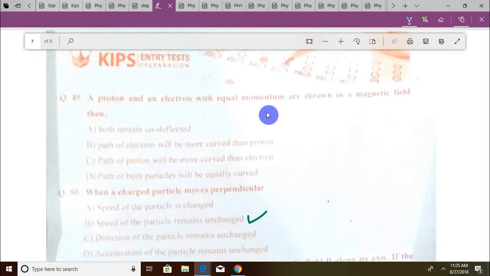So let's derive something. Let's equate B into Q into V with mv square over r. We want the radius, so it becomes B into Q into R is equal to mv, and mv is momentum. They have the same value of B into Q into R. B is obviously the same, Q is the same, because proton and electron have the same charge, just different directions, so R ought to be the same.